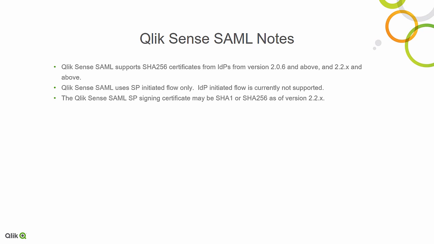And the Qlik Sense SAML SP signing certificate may be SHA-1 or SHA-256 as of version 2.2.x. You actually have the ability to set this inside of the SAML configuration. By default, the Qlik Sense self-signed certificates are SHA-1 certificates.